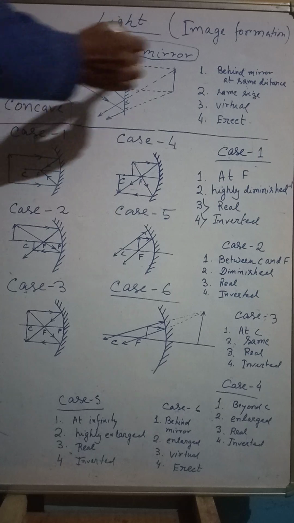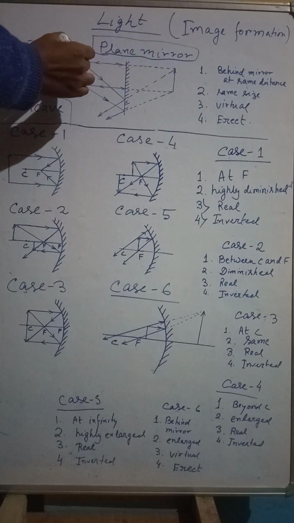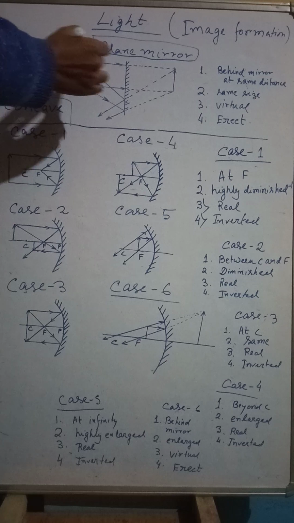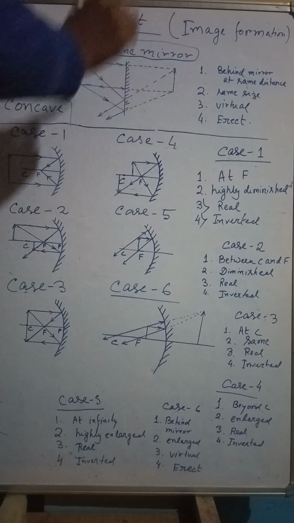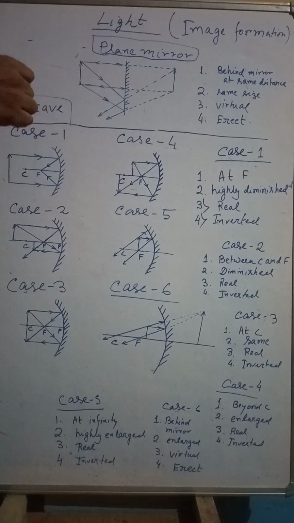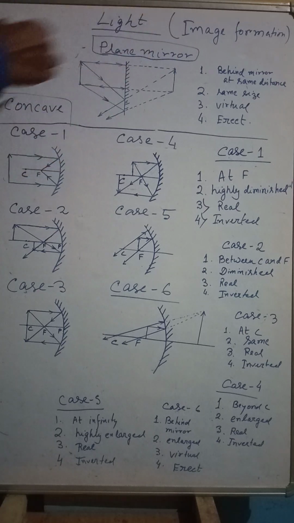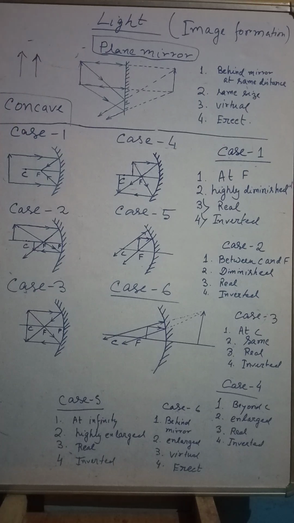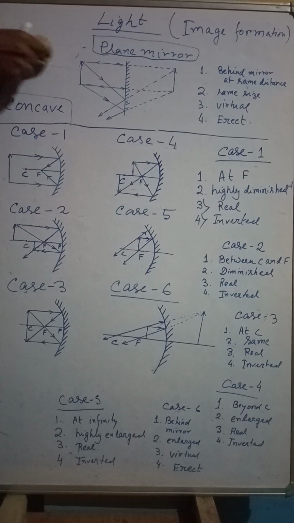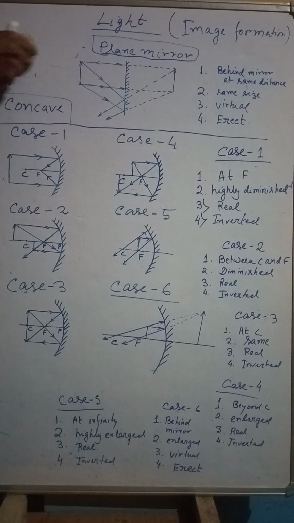This is an erect image. You can see the top part of the object remains at the top in the case of the image. So this is called an erect image, and its opposite is an inverted image. So this is an erect image for a plane mirror.